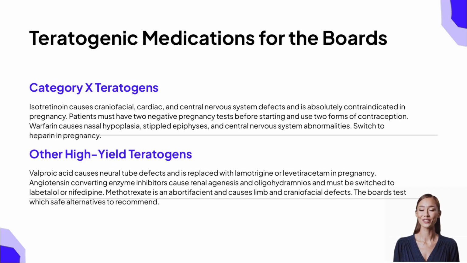For other high-yield teratogens, valproic acid causes neural tube defects and is replaced with lamotrigine or levetiracetam in pregnant patients. Angiotensin-converting enzyme inhibitors cause renal agenesis and oligohydramnios and must be switched to labetalol or nifedipine. Methotrexate is an abortifacient and causes limb and craniofacial defects. The boards love testing which safe alternatives to recommend when a pregnant patient is on a teratogenic medication.